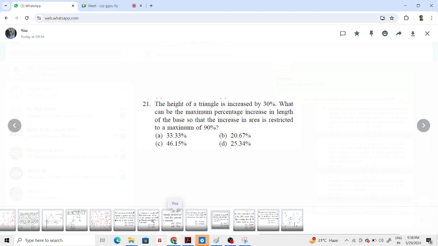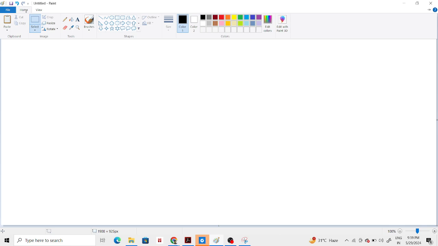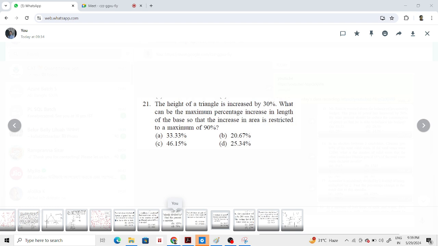Done? Any problem you're facing? No, sir, no problem. Okay. Oh, I just forgot to do the Venn diagram sum with you. Did I do a Venn diagram sum with you? No, sir. Okay, let me do this sum and then I will do the Venn diagram.